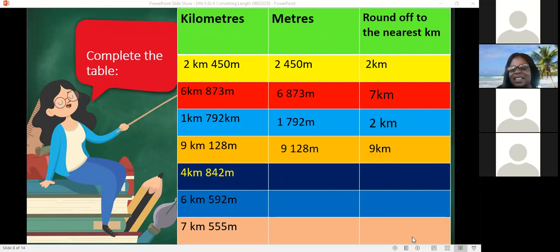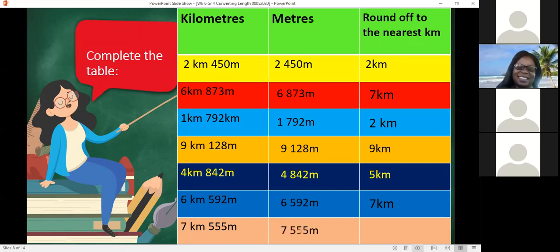Well done. And then the next one? 6,592 meters. Round it off for us. Rounded off to the nearest kilometer is 7 kilometers. Well done. You are good. 7,555 meters. Rounded off to the nearest kilometer is 8 kilometers. Thank you so much, Joda. So it's 8 kilometers. We have it. You are so good.